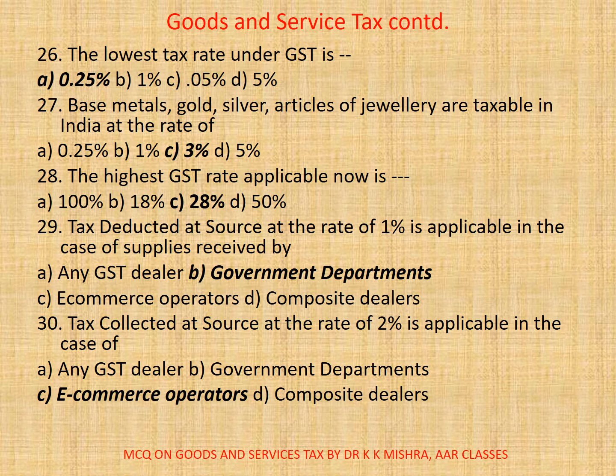26. The lowest tax rate under GST is: A. 0.25%, B. 1%, C. 0.05%, D. 5%. The correct option is A, 0.25%.